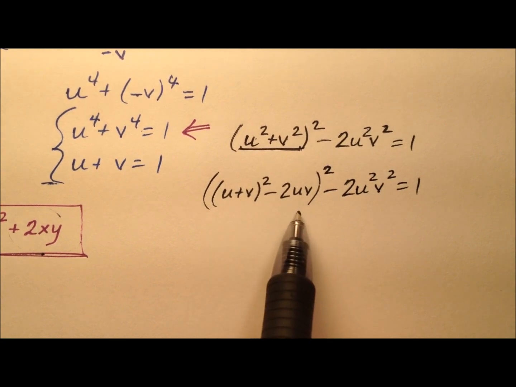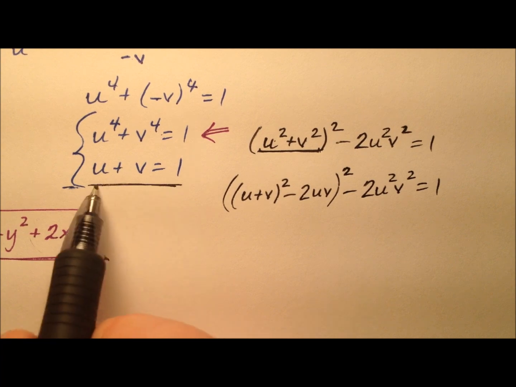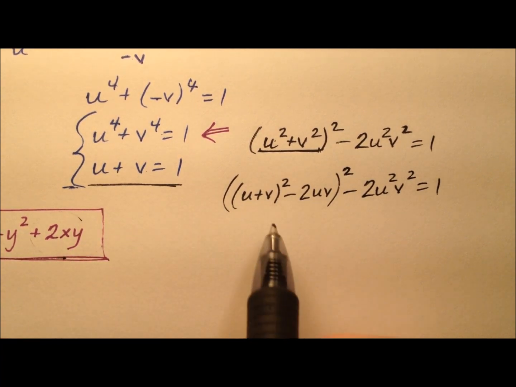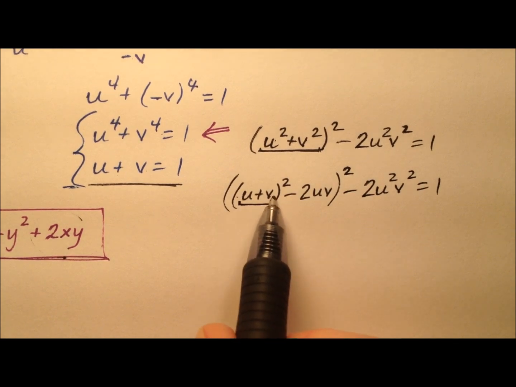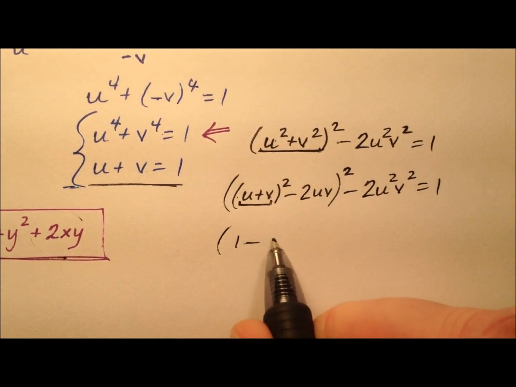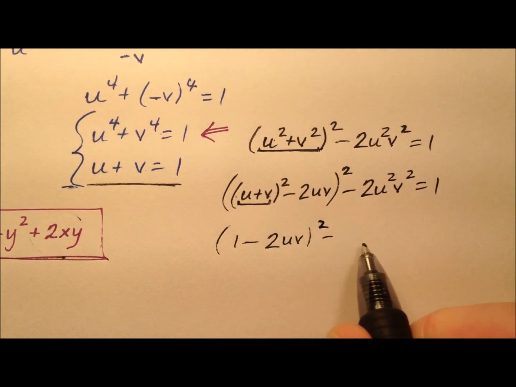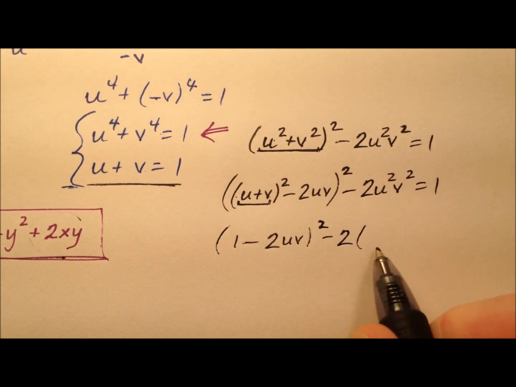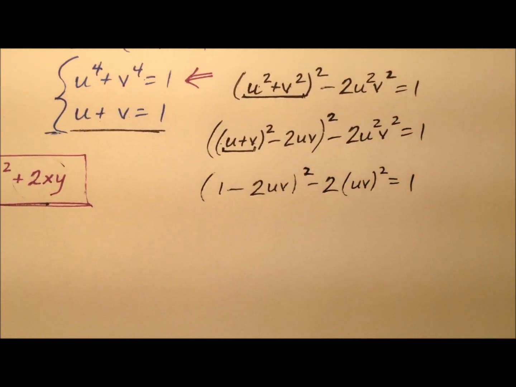Well, that seems like quite a mess. Why would we go to all that trouble? Well, we see right here that u plus v equals 1, and I have a u plus v right here. So let's go ahead and change this to a 1. So 1 squared is 1. So I have (1 minus 2uv) quantity squared minus 2, and I'm going to rewrite this as (uv) squared, just like that, equals 1.